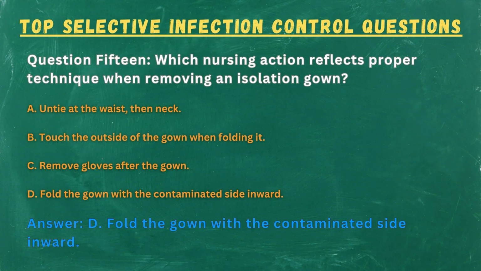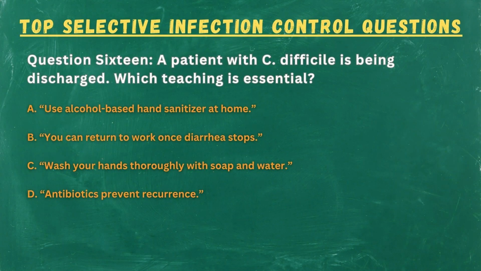Answer: D. Fold the gown with the contaminated side inward. Question 16. A patient with C. difficile is being discharged. Which teaching is essential? A. Use alcohol-based hand sanitizer at home. B. You can return to work once diarrhea stops. C. Wash your hands thoroughly with soap and water. D. Antibiotics prevent recurrence.